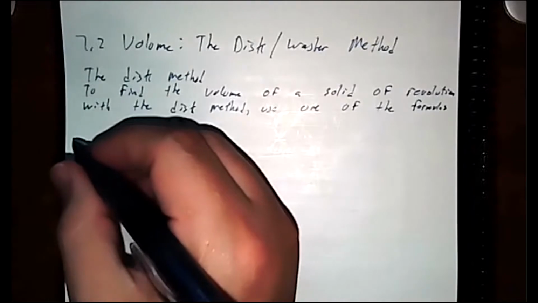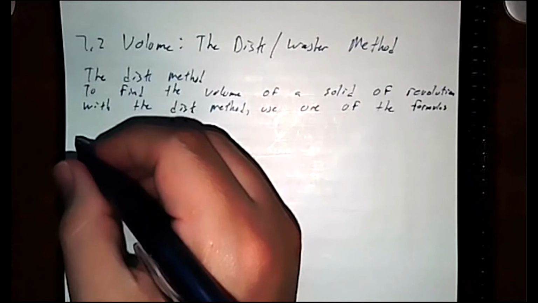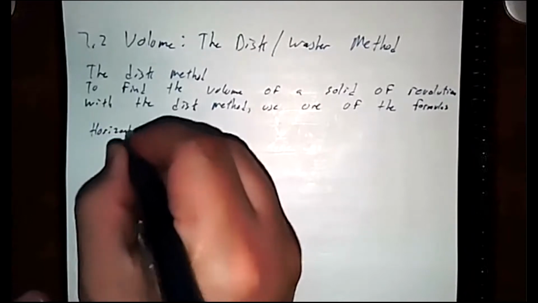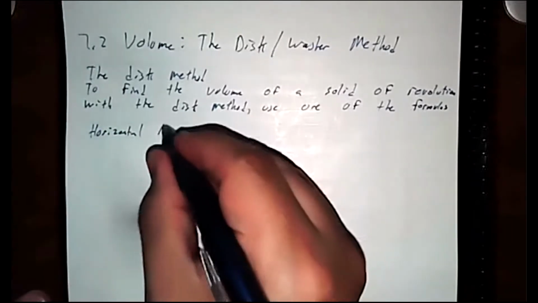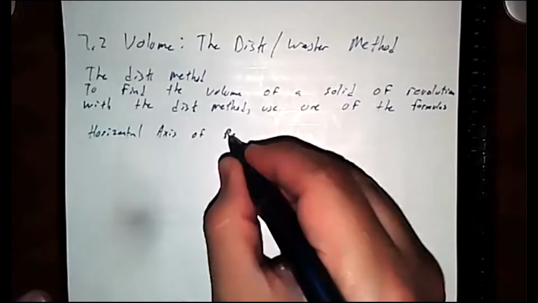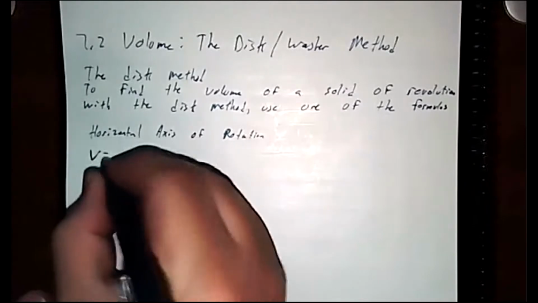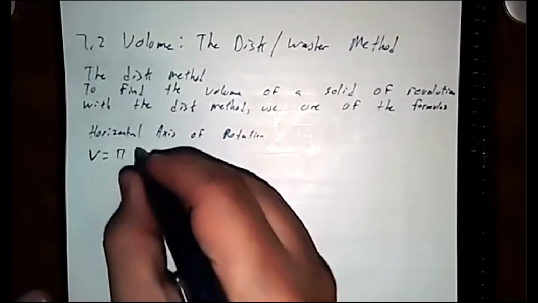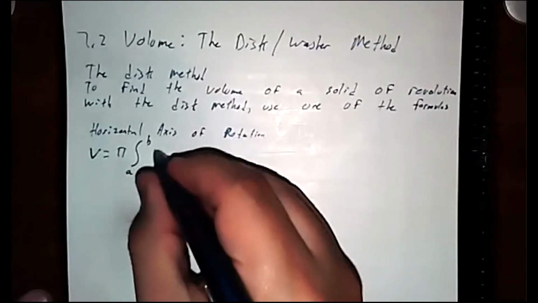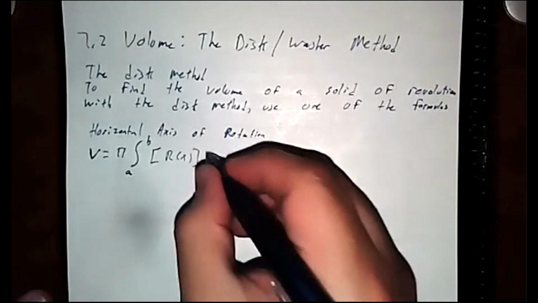So when you have the rotational axis that is horizontal, you will use this formula. And I'll explain what that means in a second. The volume would be equal to pi times the integral from a to b of r of x squared dx.